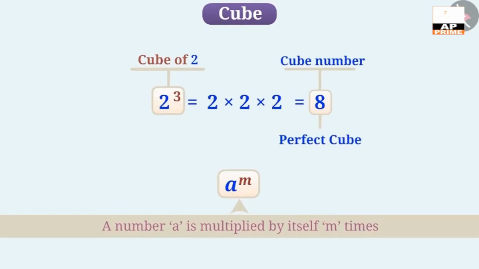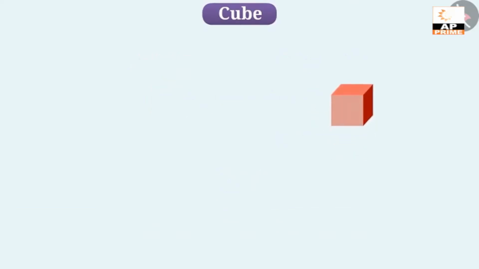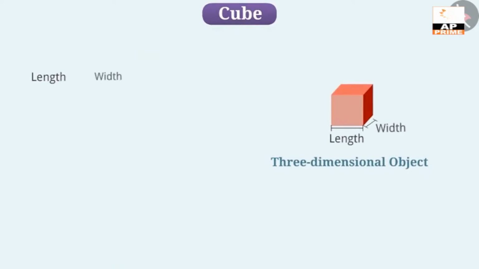You must have also heard the term cube in geometry. Do you remember that if an object has 3 equal dimensions, that is, if the length, width, and height of a solid shape are equal, then we call it a cube. For example, a cube with 1 centimeter length, 1 centimeter width, and 1 centimeter height is shown here.